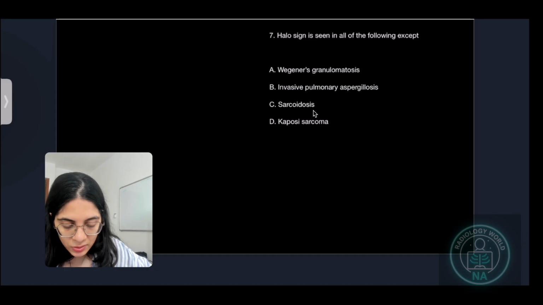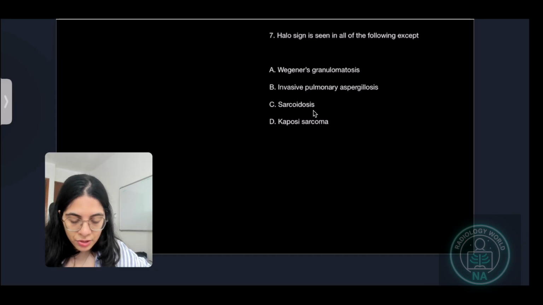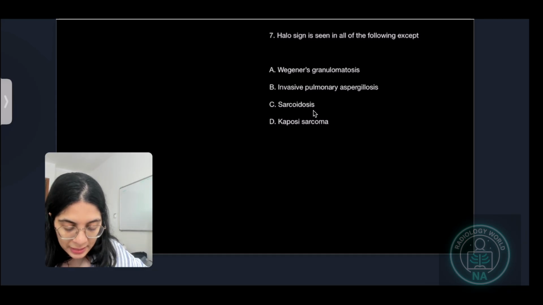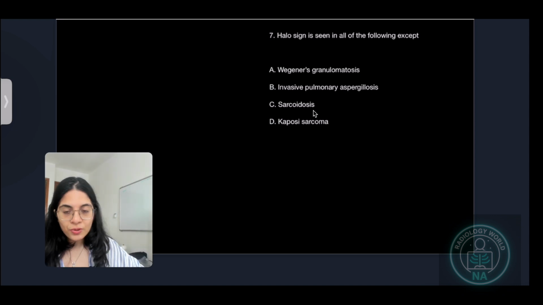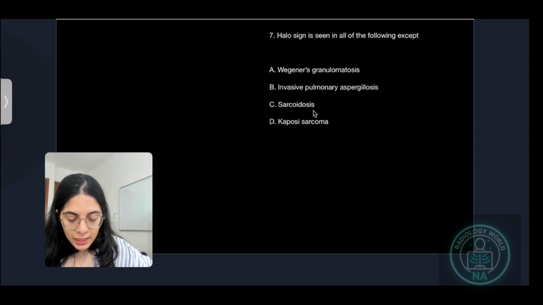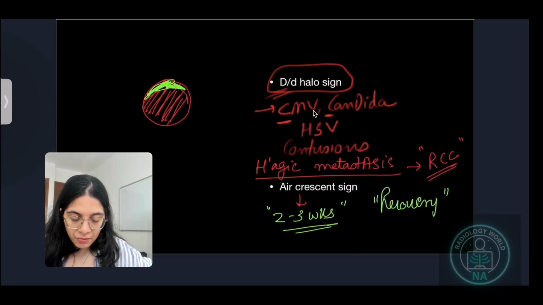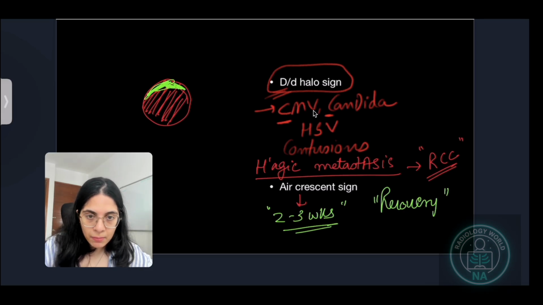Okay, next is halo sign is seen in all of the following except, again we have discussed the differential diagnosis. So whether it is A, Wegener's granulomatosis, B, invasive pulmonary aspergillosis, C, sarcoidosis, or D, Kaposi sarcoma. So I have covered the very important differentials of halo sign over here, whether it is in the form of infections, which is CMV, or candida, that is CNC, you can remember. Another is HSV, then lung contusions because hemorrhage is happening, and hemorrhagic metastasis.